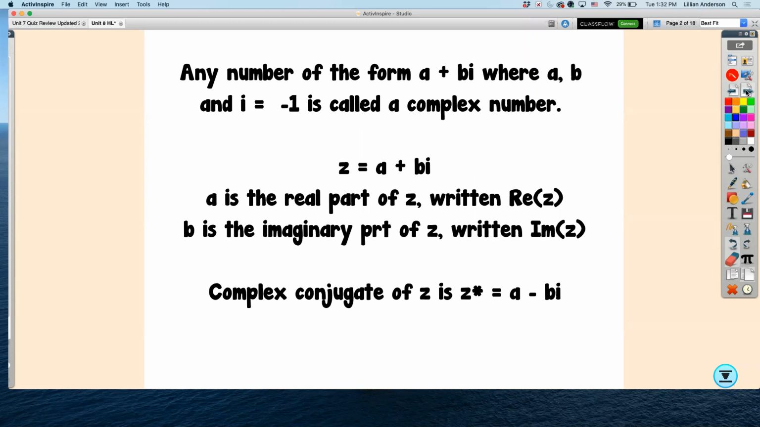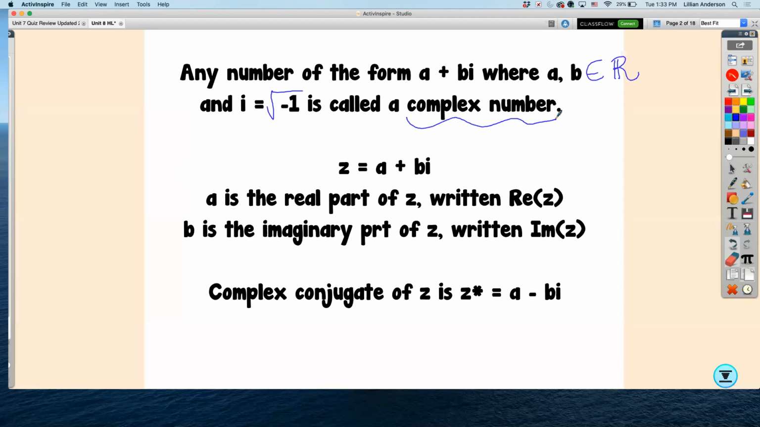First off, any number that's in the form of a plus bi, where a and b are elements of real numbers, and i is the square root of -1, is called a complex number. Okay, you guys dealt with complex numbers back in algebra 2, right? Maybe a little bit, maybe just some basic operation stuff. I mean, you do know that when you take the square root of a negative number, it does produce an imaginary number. Okay, so we got a little bit of that.